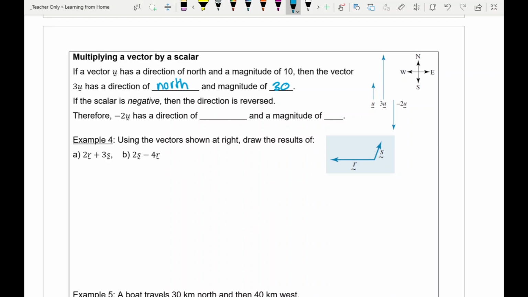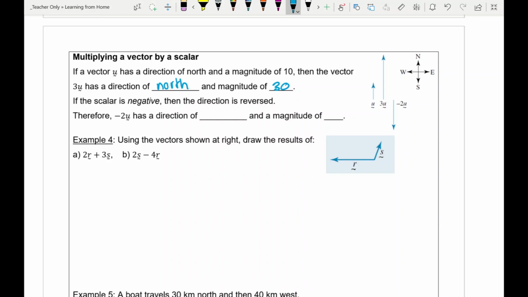And this brings in a good point talking about the direction of north. So often directions are going to come in 3 different forms. You're either going to have an angle from the positive x-axis, or you're going to have a compass direction, or you're going to have a true bearing. All 3 of those are generally the most common directions that you're going to see for a vector.